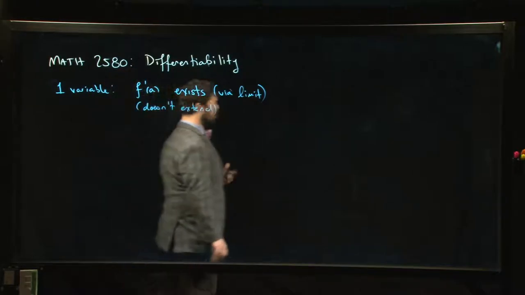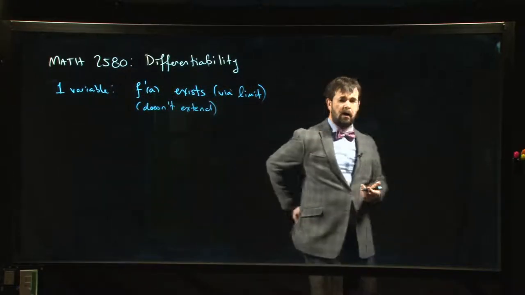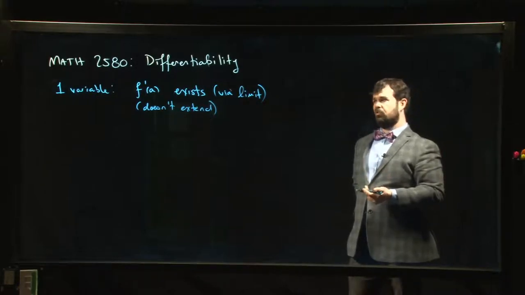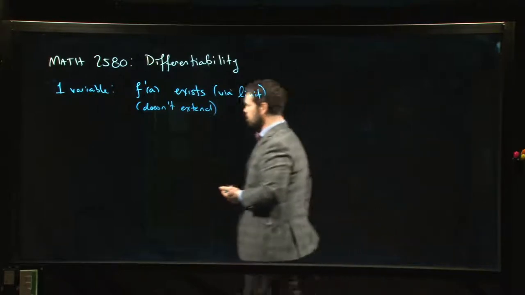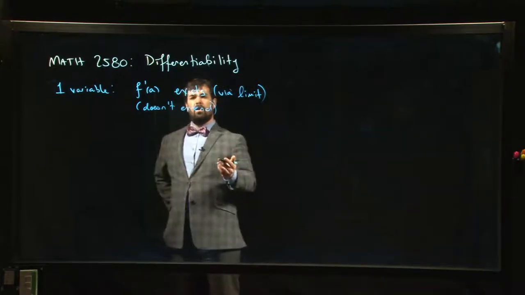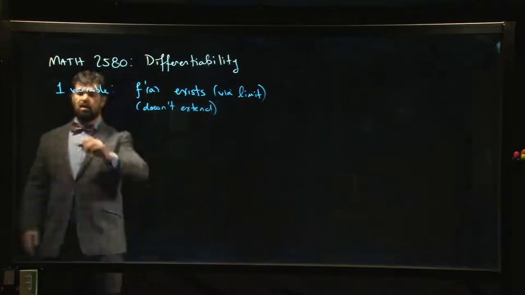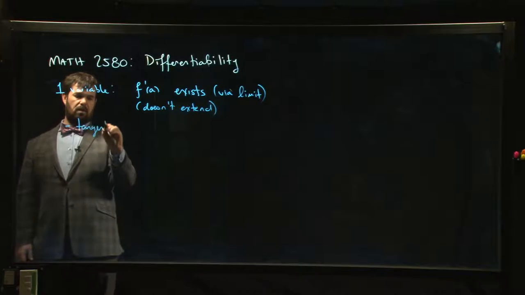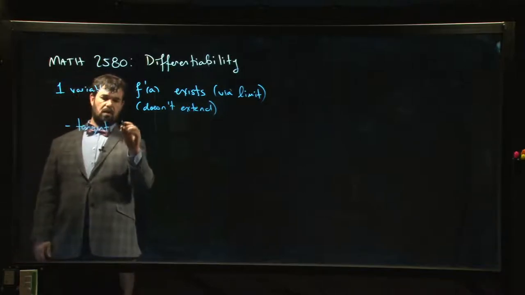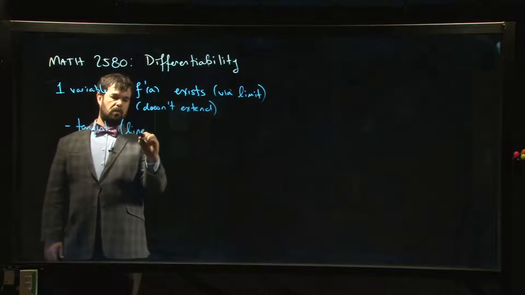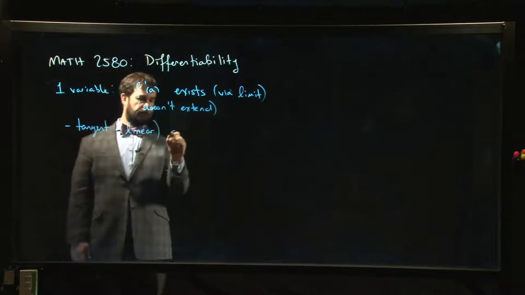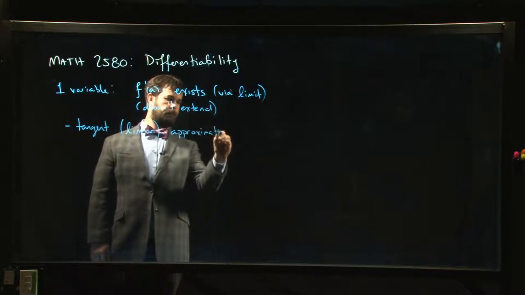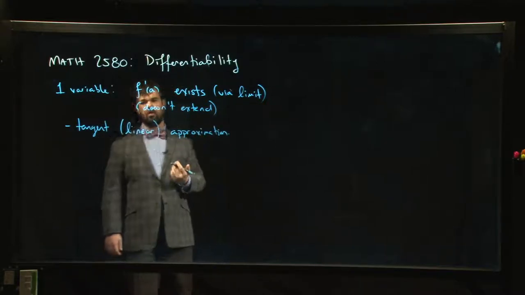So we have to think back on Calc 1 and think about some other ways of saying what it means for a function to be differentiable. What does it mean for a function to have a derivative? Well, having a derivative means that you have a tangent line, which gives you this linear approximation. And this turns out to be the right way to go.